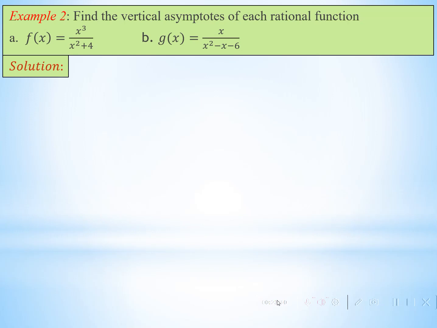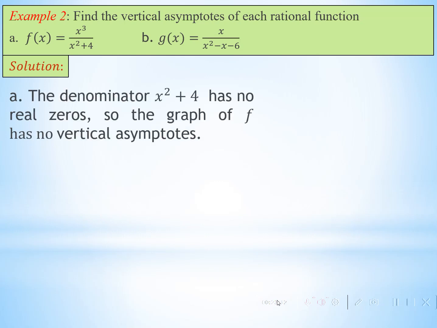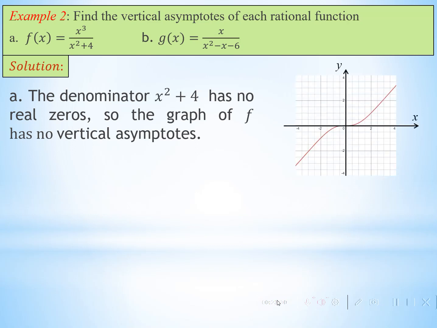Therefore, the denominator x squared plus 4 has no real zero, so the graph of f has no vertical asymptote. Put this function on a plotting program, and you can see that there is no vertical asymptote.